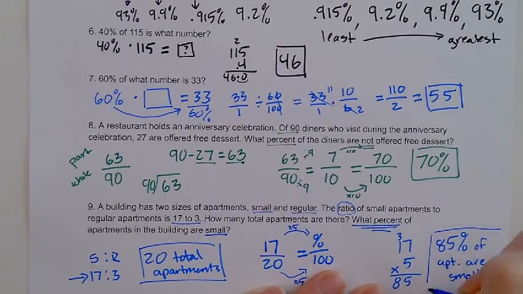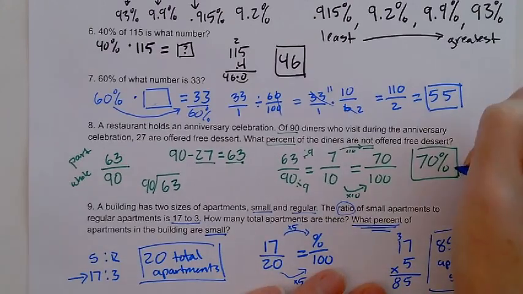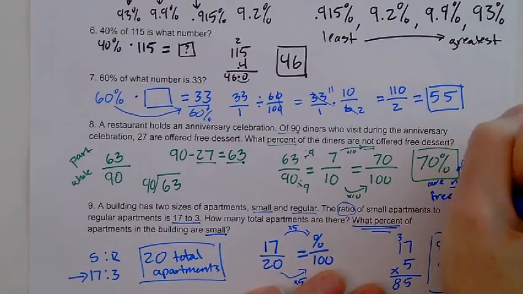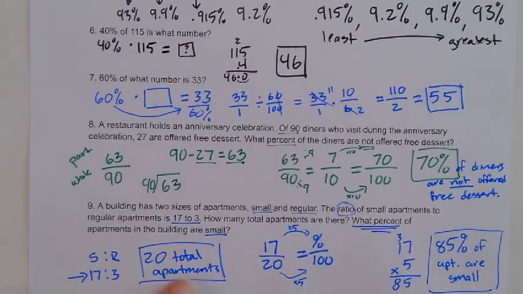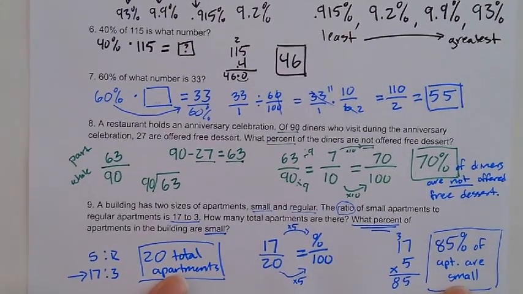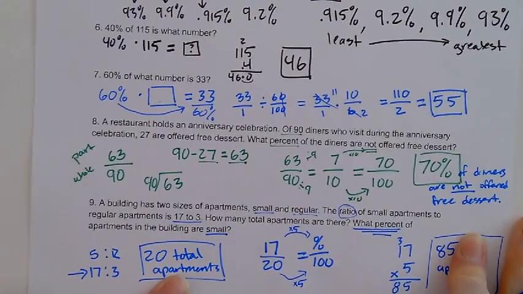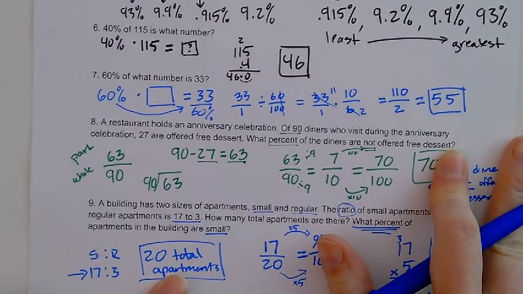That's the kind of answer I want on your test, okay? Just like 70% of diners are not offered free dessert. Alright, so you should have 2 answers here. There's 20 total apartments. 85% of the apartments are small. If you did not put a percent symbol, it is wrong. Because it asked for a percent. So it needs to be labeled as a percent. I need a percent symbol.